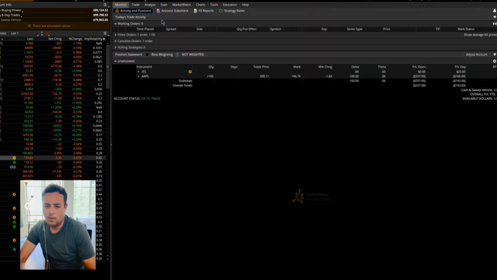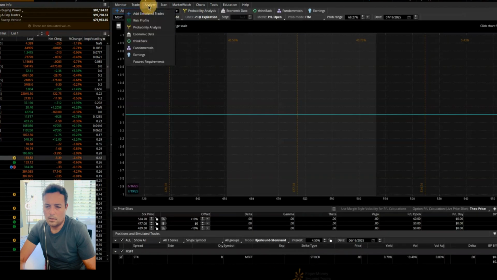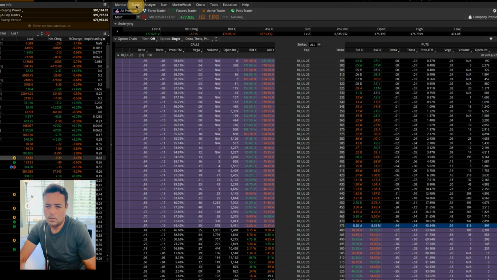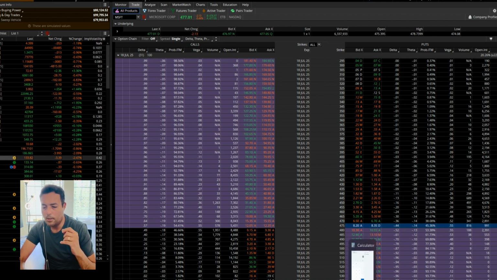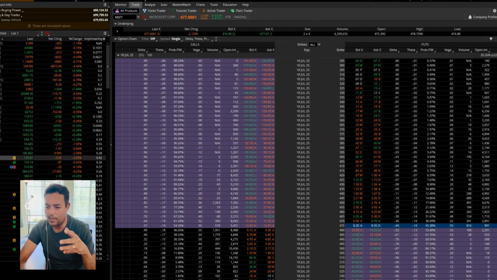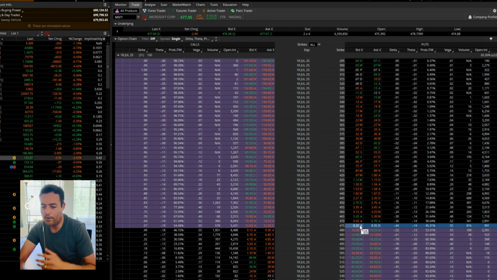But your buying power effect would be based on the worst case scenario. So whether the stock goes up or down, that's how much credit you will be charged to open this position. Depending on how your margin is set up with your broker, that's how your margin position will be. That's what your buying power effect will be.